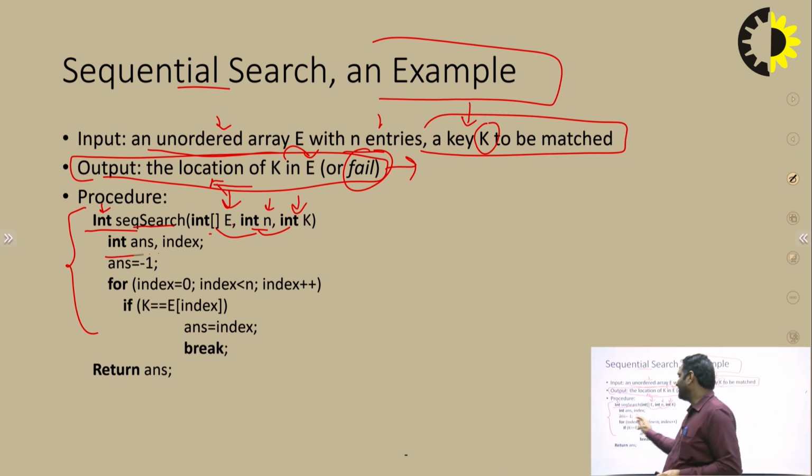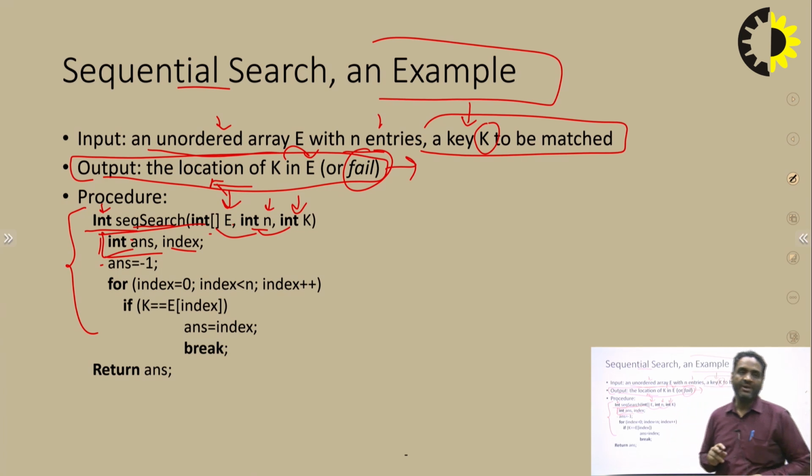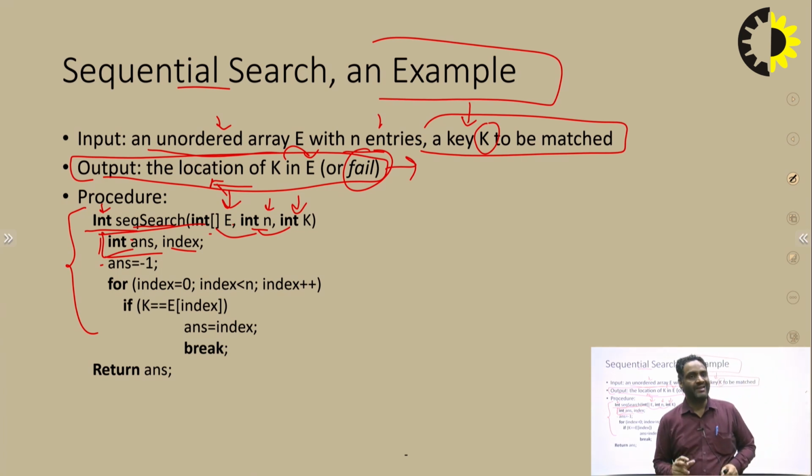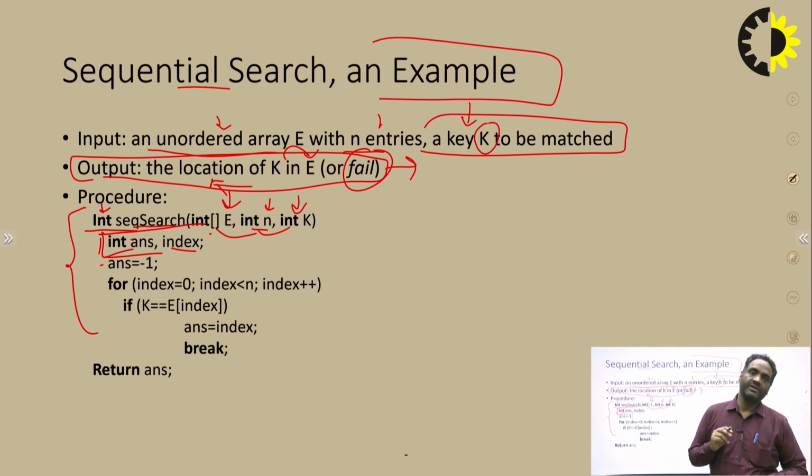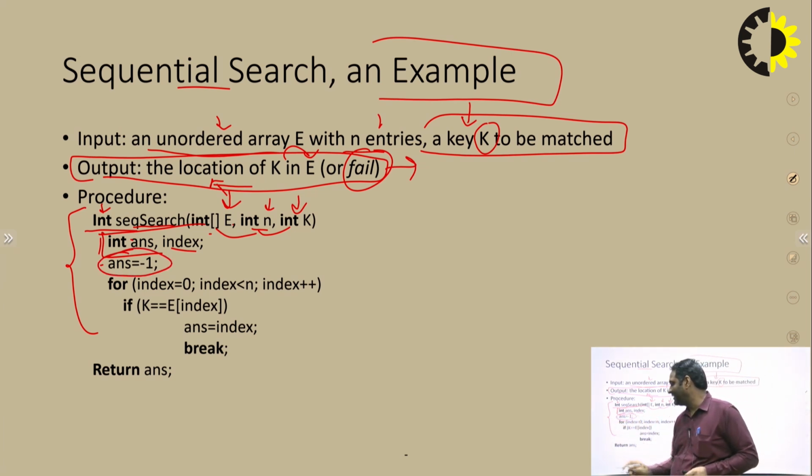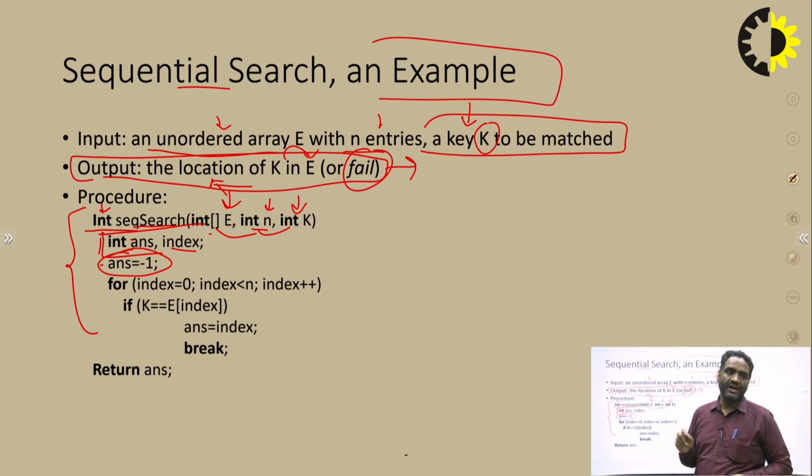As an initial point, we define two variables. First is answer, which contains the location of the key, and second is index. As an initial point, we assign answer as -1. Why -1? Since -1 is not a valid index of the given list. As we all know, the starting index of the given list will be 0, so counting will start from 0 to n. So we initialize the variable answer to -1.